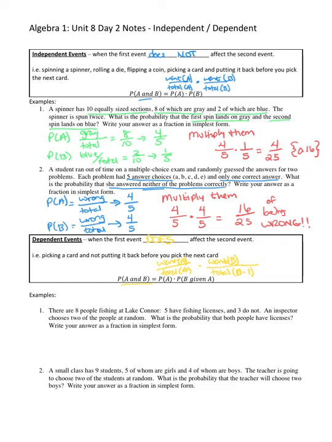You've got 8 people fishing at Lake Connor. 8 people. 5 have licenses, 3 do not. An inspector chooses 2 of the people at random. What's the probability that both have licenses? Okay, so probability A, license over people. How many have licenses? 5 out of 8 people have licenses.